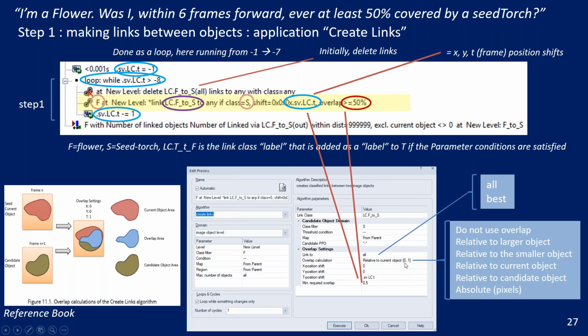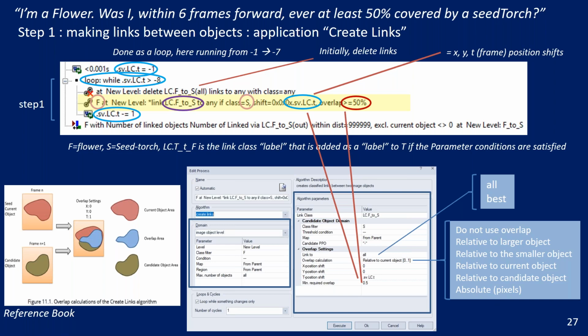The other things to note here is that in these settings, there are 2 options under link to. That could be either all or best, similar to some other operations in eCognition. And secondly, this parameter here, overlap calculation, has these 6 possibilities that can be used there. Otherwise, it's a standard sort of eCognition GUI with a domain side and a parameterization side.